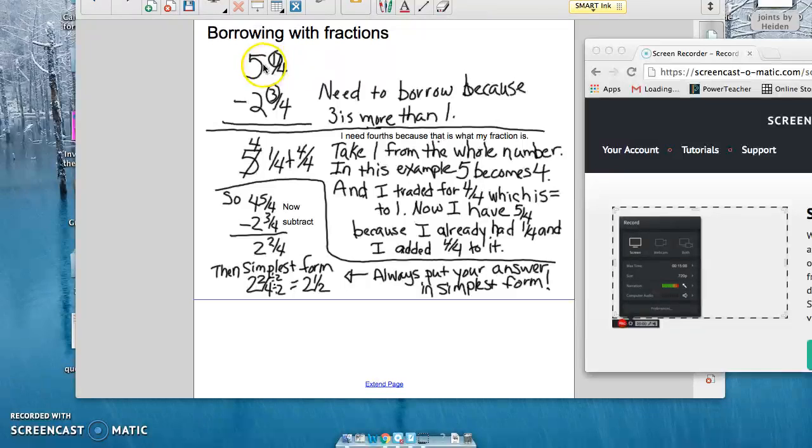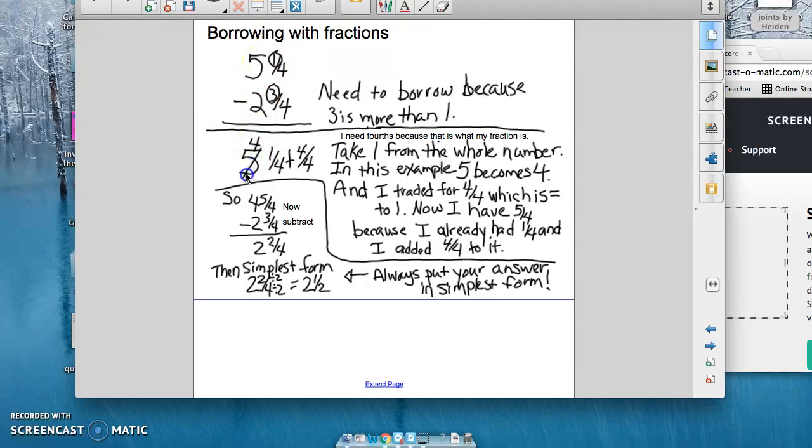So we take the 5, cross it out, and make it 4, which gives us 1 whole. We're taking 1 from the whole number, so we're taking this 1 that we borrowed over here and making it 4/4, which is equal to 1. We have to remember that we already have 1/4, so we combine them together. 4/4 plus 1/4 is 5/4.